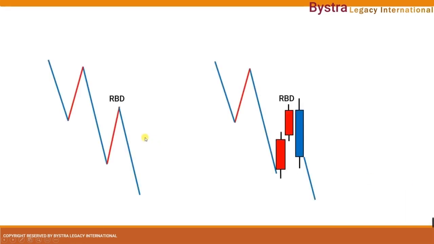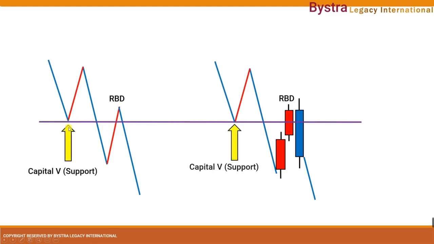So let's have a look at another example. This time the Rayleigh base drop is slightly higher than the capital letter V. It's no issue; this is a valid SOP as well. We first mark the horizontal line. This is the capital V, which is the support, aligned with the Rayleigh base drop. This is a very good SOP for the SNRC2 as well.